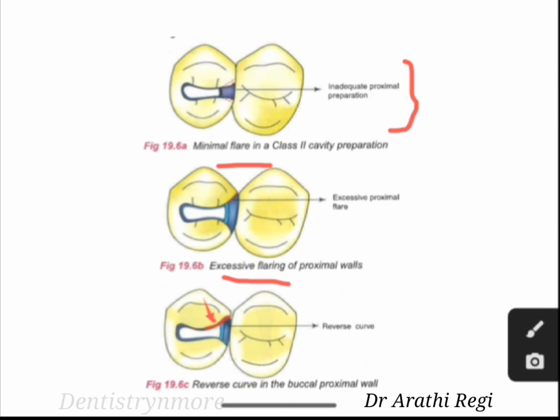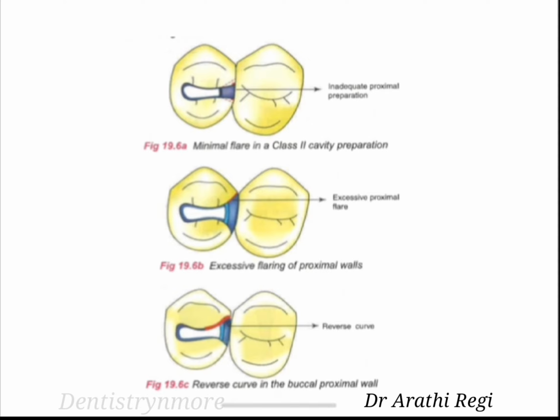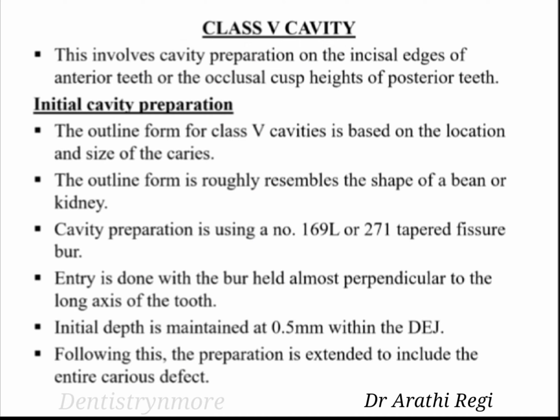S-shaped curve is given so as to obtain more resistance and retention. This is a figure of the reverse curve. Now we are moving to the next question, that is class 5 cavity.